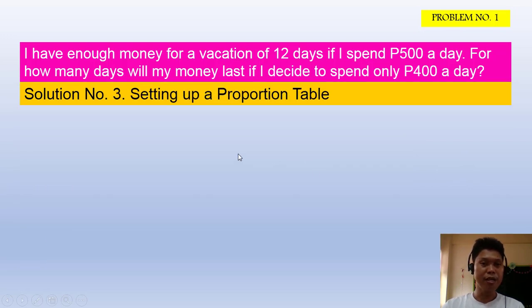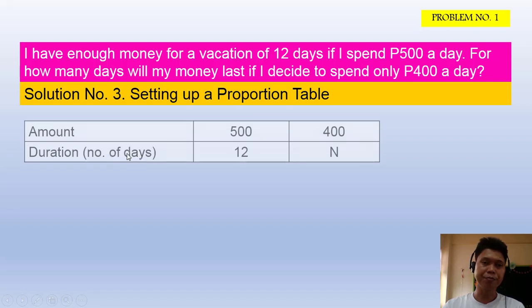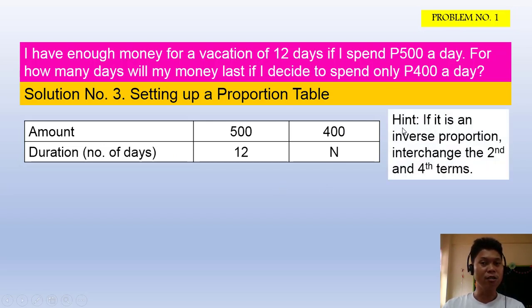And solution number 3 is, of course, using a proportion table. Paano ba mag-set up ng proportion table if it is an inverse proportion or indirect proportion? Okay, the same pa rin, ganito, table, amount, 500, tapos ang duration or number of days is 12. Tapos kung 400 ang gagastusin, given na yan, ilang days. Okay, ang kaibahan dito, kapag inverse proportion, ang gagawin natin is i-interchange natin ang second and ang fourth term.